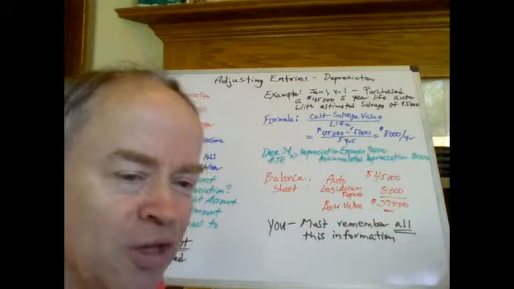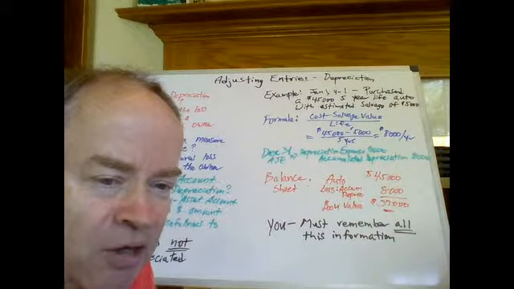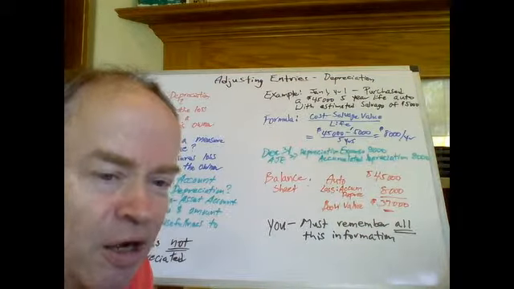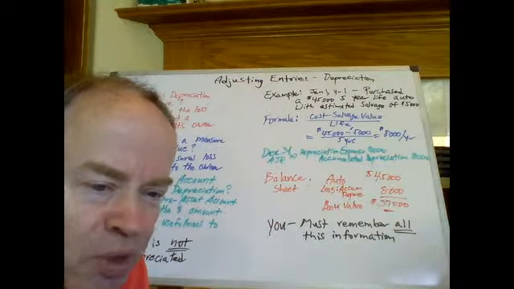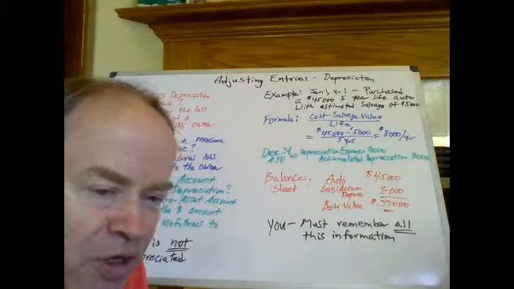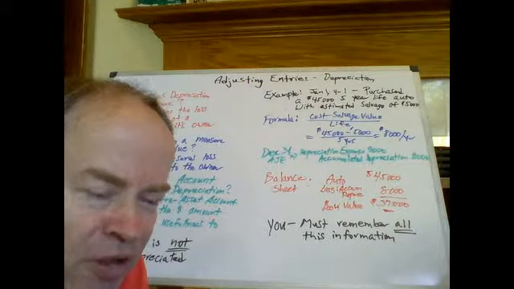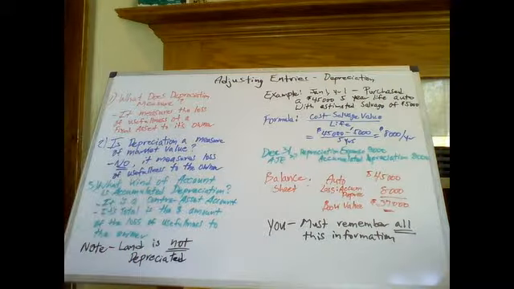Land is assumed to be there, even if it's underwater, changes shape, or whatever. But land is not depreciated. Fixed assets that are depreciated include buildings, equipment, machinery, land improvements, which would be like a parking lot, and so on. So we'll see that in later chapters.